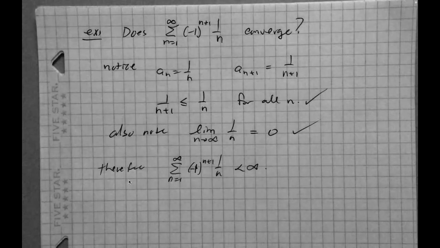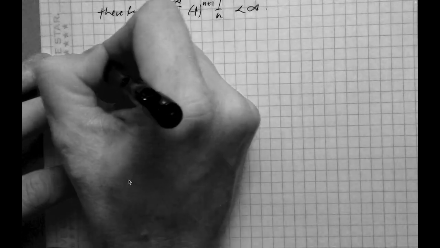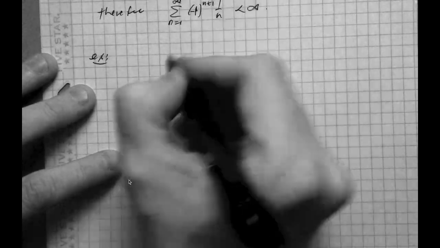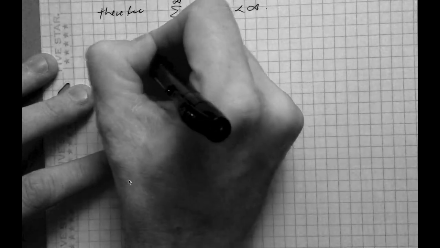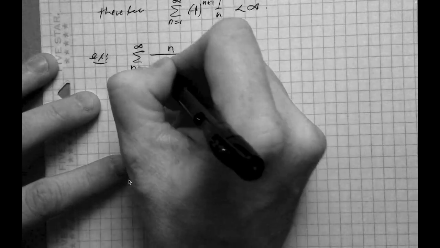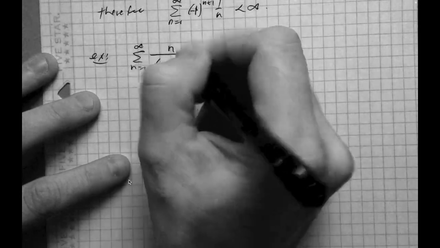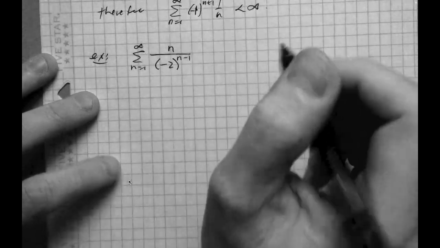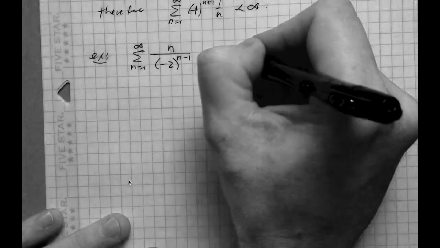Excellent. Here's another series let's talk about. The series is n equals 1 to infinity of n over, now this one is negative 2 to the n minus 1 power. The question is, does this converge?